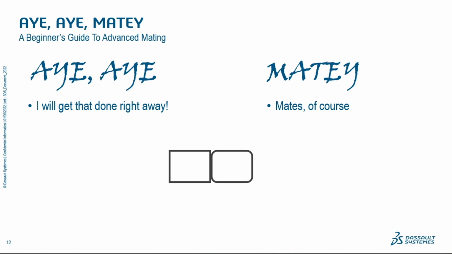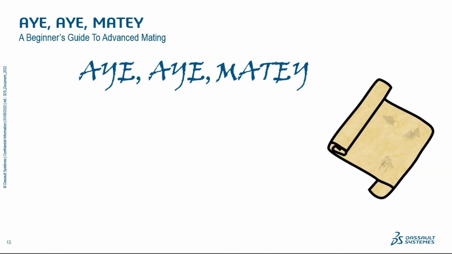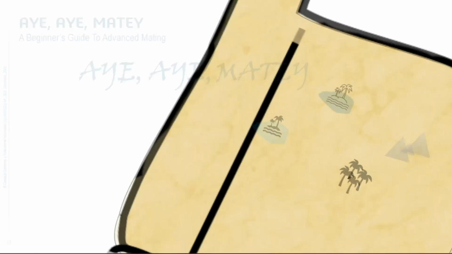But that's what we're going to look at here today: some different methods, some different mating tools that we have available to help us more efficiently put our assemblies together, to help us get to that end goal, which is a fully assembled model so we can go in and start evaluating it. Since we're sticking with the pirate theme, how do they get to their end goal? The treasure map.